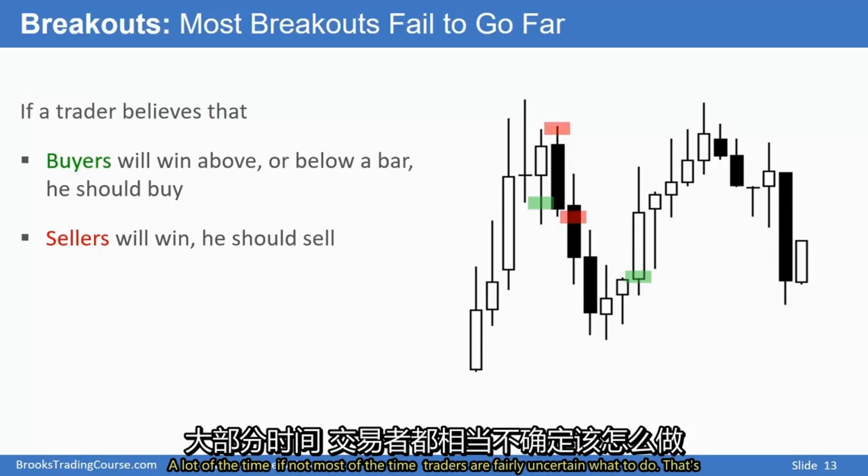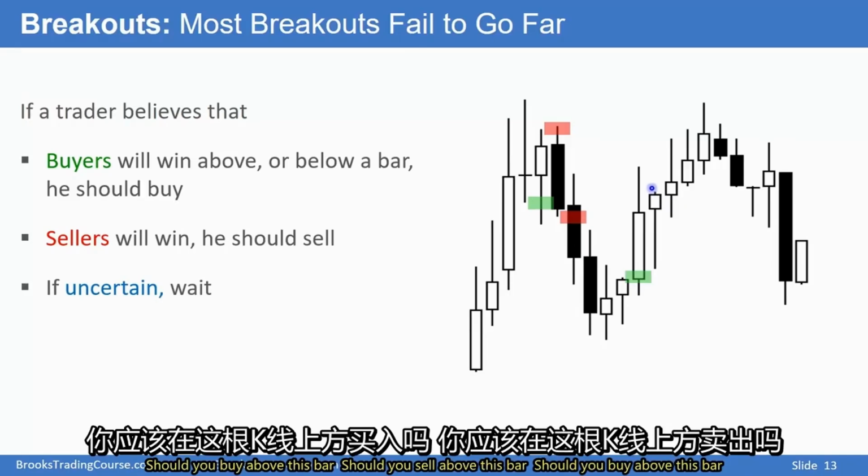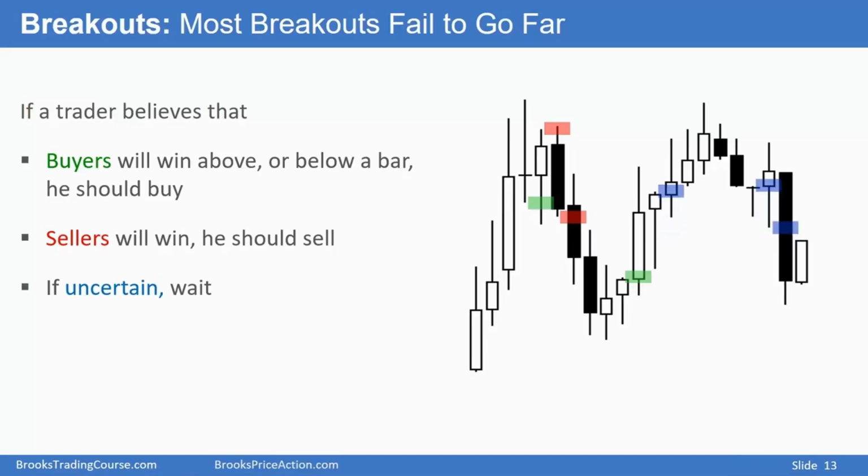A lot of the time, if not most of the time, traders are fairly uncertain what to do. That's the nature of markets. They strive for confusion. And if at any time you're not sure, then just wait. Should you buy above this bar? Should you sell above this bar? Should you buy above this bar? Sell above this bar? Should you buy or sell below that bar? If you're not sure, best choice is wait.